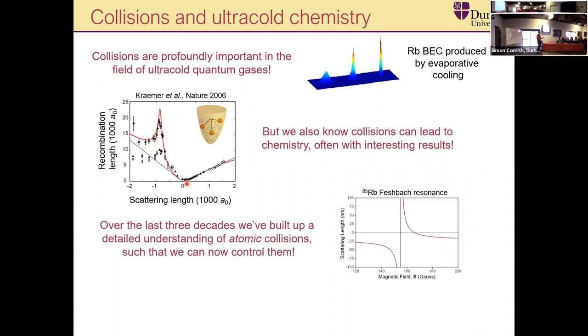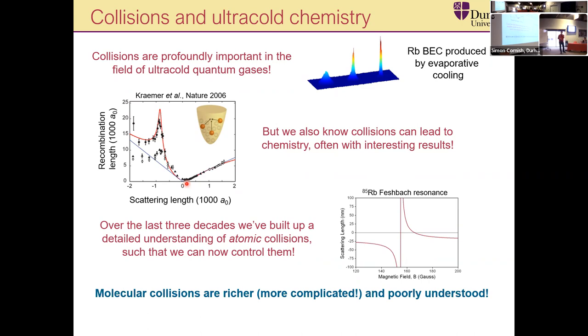And as I've shown you, we learned how to control the collisions with Feshbach resonances. And hopefully, I convinced you last time that we have this beautiful understanding of two-body atomic collisions and the associated Feshbach resonances in the ground state. As we've already seen, molecular collisions are richer, more complicated, and not so well understood as the atomic collisions, but they're just as important. I think this is something in the field we're going to have to get to grips with and understand. Dean is going to solve the problem by rewriting these algorithms that are really complicated.